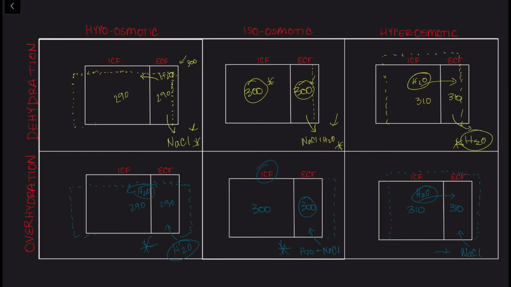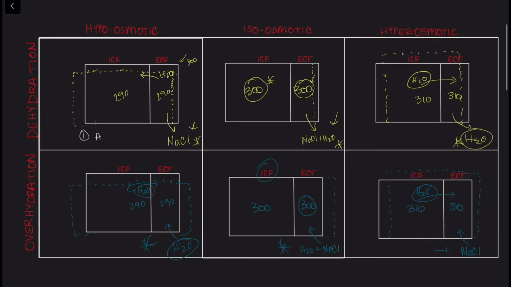So hypoosmotic dehydration, we are losing salt. The high yield situation where that happens is actually a decrease in aldosterone. So primary adrenal insufficiency or some sort of aldosterone deficiency could potentially cause this, right? Cause this hypoosmotic dehydration.